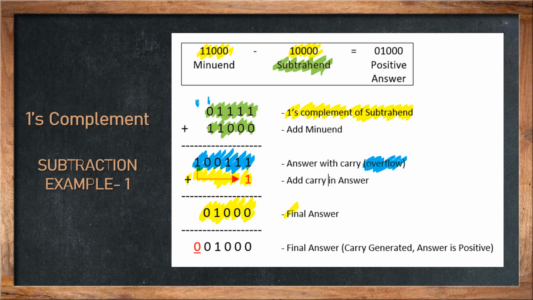After performing the addition operation we'll get 01000. So this is actually my final answer, but without the sign bit. So how to add the sign bit? We know that if a carry is generated, my answer would be positive, and the sign bit for positive is 0. So this is my final answer, that is 0 then 1000. This is the answer with the sign. Fine. So that is the ones complement when we get a positive answer.